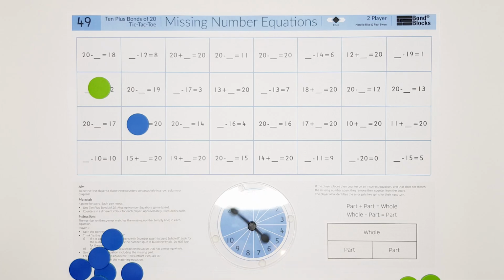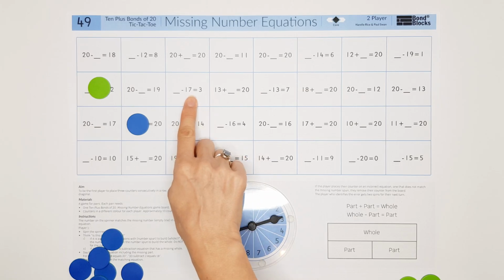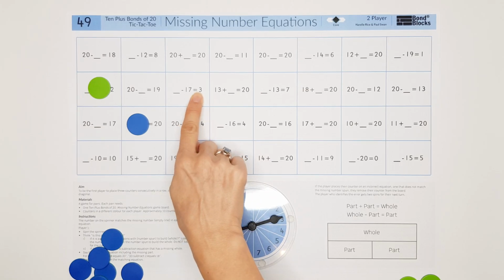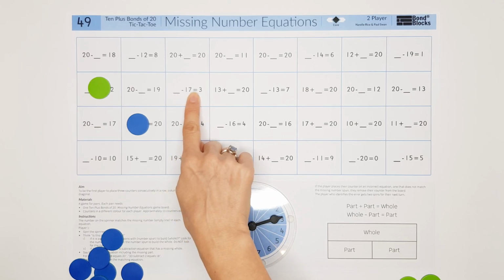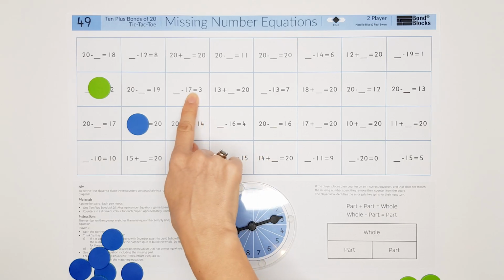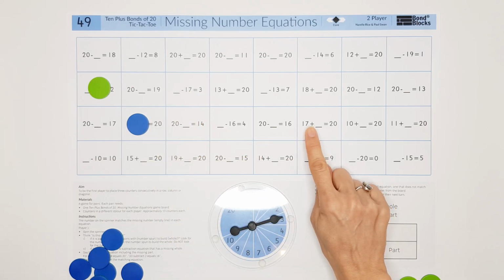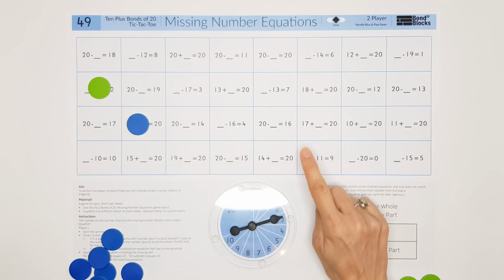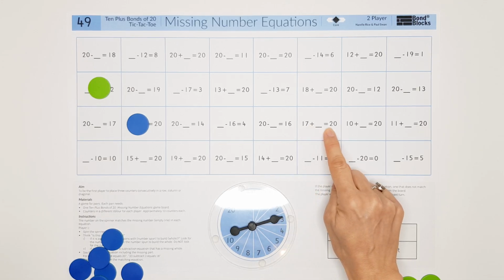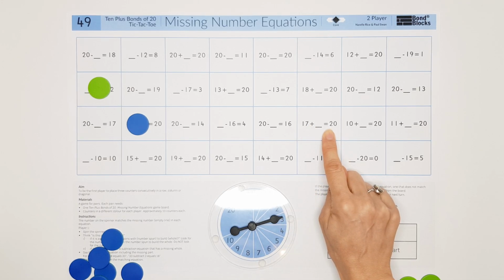Player 1 has their next turn. And they spin a 3. And they stop and think what joins with 3. And that's 17. I can see a 17 here, but that won't work because that needs a whole of 20. I can see a 17 here. This would work. 17 add 3 equals 20.